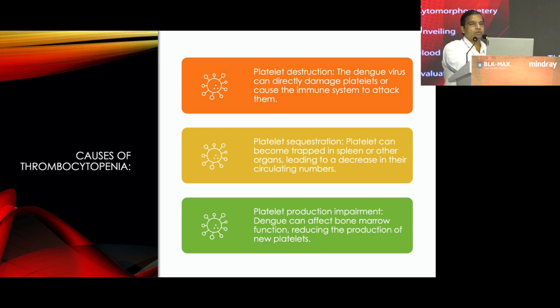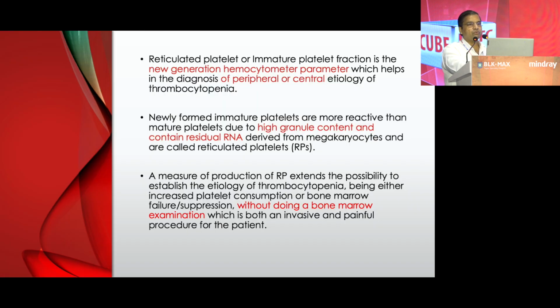So, there are various causes of thrombocytopenia, as all of you know. The cause may be platelet destruction by dengue or the immune system, or sequestration in the spleen, and the third is the platelet production impairment by the bone marrow due to immune process. So, reticulated platelet is the new generation hemocytometer parameter, which helps to differentiate between the peripheral and central etiology of thrombocytopenia. Newly formed platelets are more reactive than mature platelets due to high granule content and contain the residual RNA derived from the megakaryocytes.